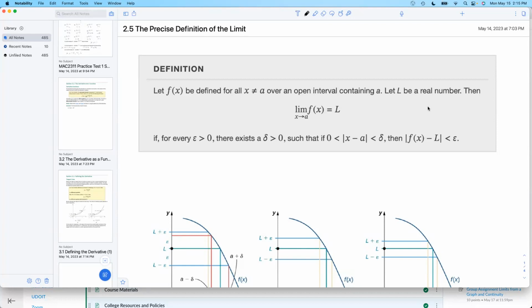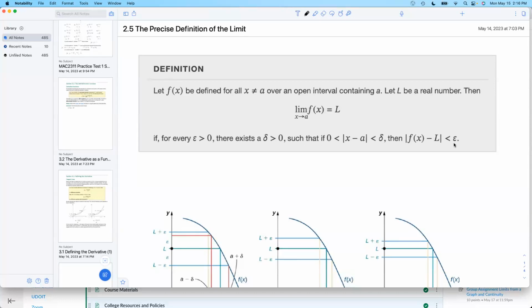So this is the actual mathematical definition of a limit. That whole idea of, as x gets closer to a, y gets closer to L, we're going to formalize that here. The formal definition says that the limit as x goes to a of f of x does in fact equal L if for every epsilon greater than 0, there exists a delta greater than 0, such that if the distance between x and a is less than delta, then the distance between y and L is less than epsilon.